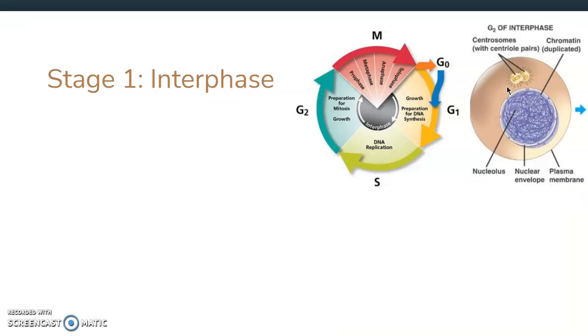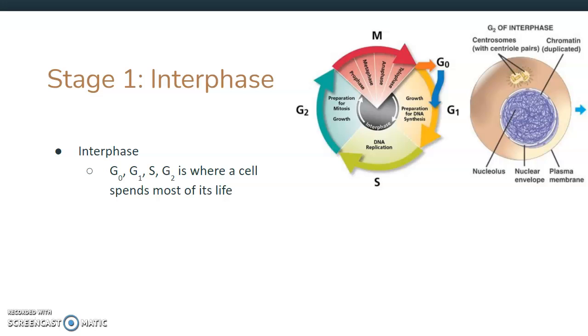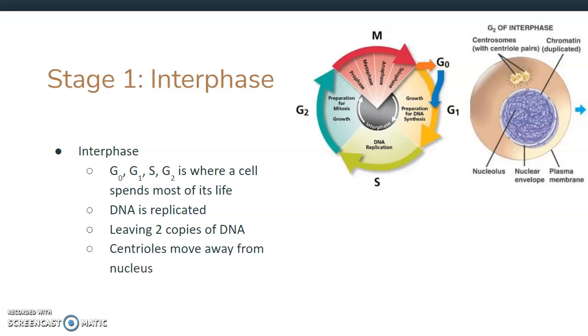So we're going to step through each stage like we did for mitosis, but we're going to go a little bit faster because we've already learned about it. Interphase is the exact same as it was in mitosis. We have our G0, our G1, our S, and our G2 phase. DNA replication is the most important part of our interphase. So when we think interphase, think our DNA is replicated there. And this ends up leaving us with 2 copies of DNA.